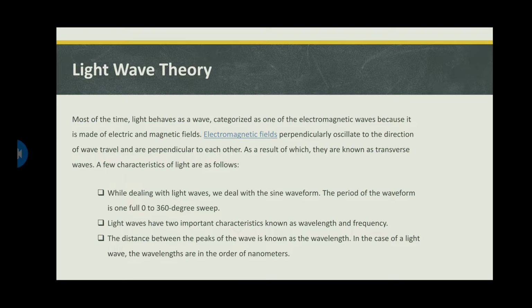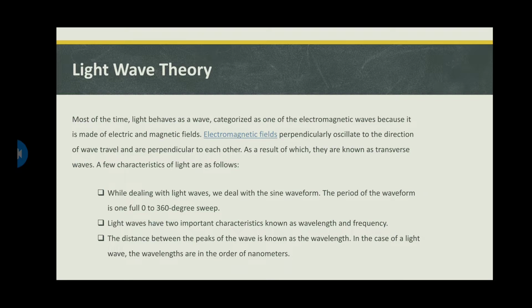Let us discuss a few characteristics of light as follows. While dealing with light waves, we deal with a single waveform. The period of the waveform is one full 0 to 360 degrees sweep. Light waves have two important characteristics known as wavelength and frequency.